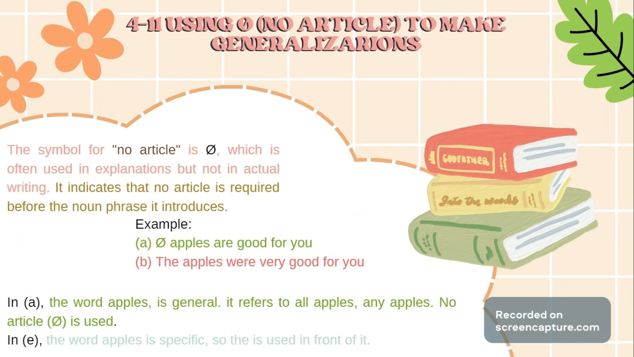In A, the word apples is general. It refers to all apples, any apples. No article is used. And in B, the word apples is specific because the speaker used the apples, so we know which apples.